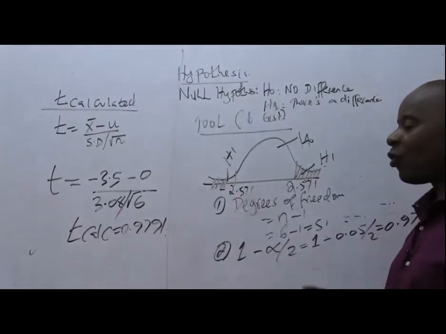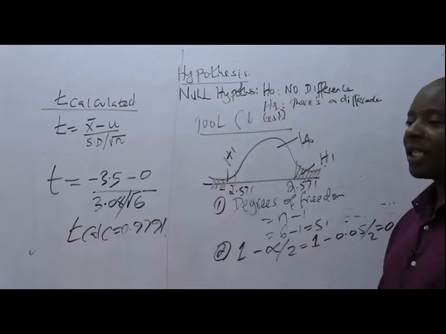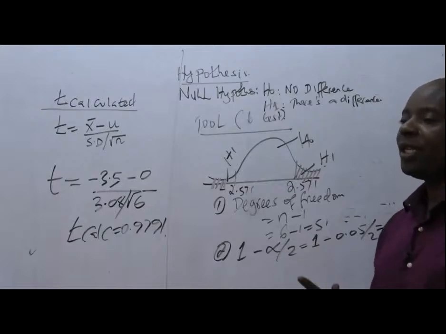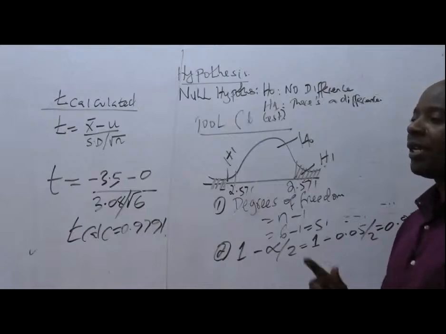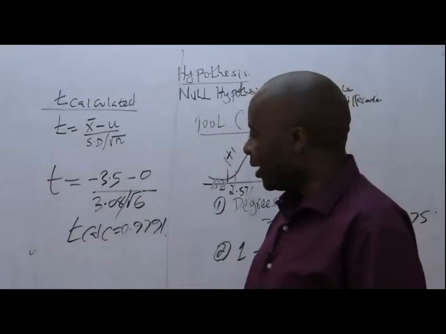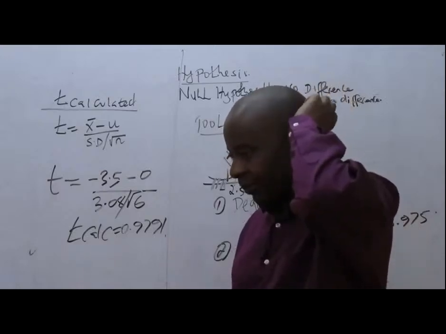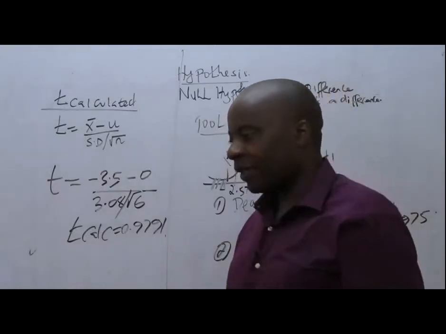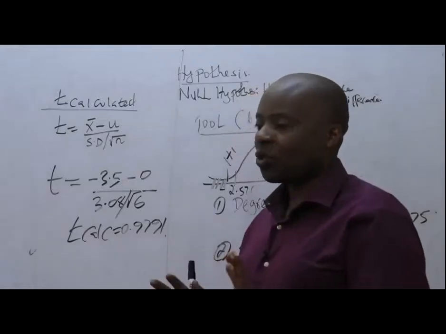Tell me where it falls. Somebody, you guys are expert now. The 0.9791, shaded or unshaded? T calculated is supposed to be 2, according to some, T calculated is supposed to be 2.783. So I'll not say whether it's right or wrong.